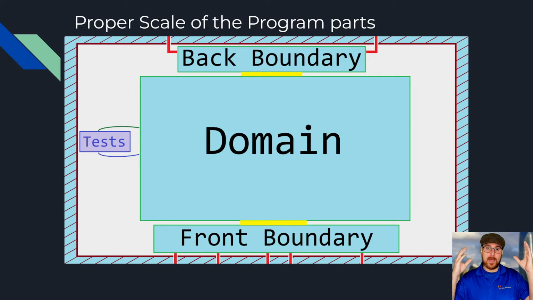And then the back boundary. The back boundary is just another implementation detail. It's not the king of the system. We have tests over there. Technically, the tests could be far bigger than the domain. Generally speaking, you could have a 10-to-1 ratio of tests to domain code, but there's not enough space to really represent that here. But you have the tests testing the domain.